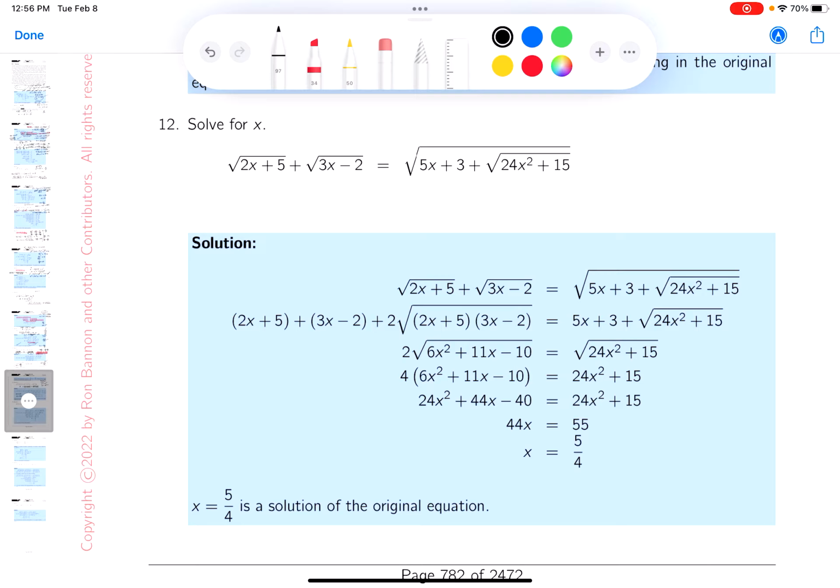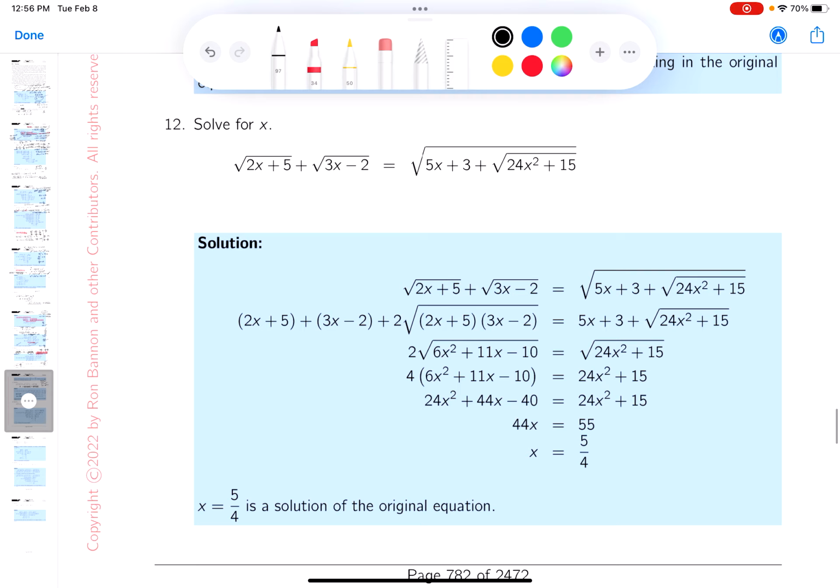Okay, we have a nested root, but it's still isolated. So what I would recommend to do is square both sides. I just want to go through that. Certainly, I rewrote the equation down for you. Sorry about that. I rewrote the equation for you, and all I did over here was square both sides, right?